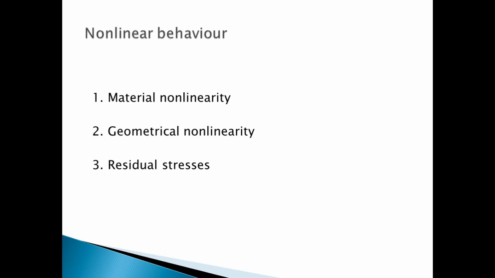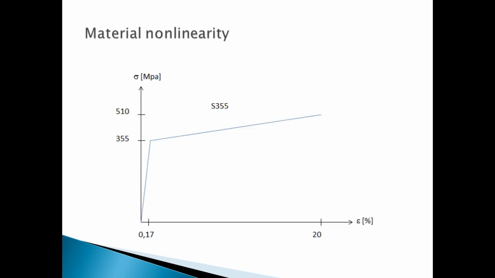Since this is a nonlinear buckling analysis, we need to include the nonlinear behavior in our model. We have three types of nonlinearities: material, geometrical nonlinearity, and also residual stresses. First, material nonlinearity. What we usually assume in our calculations is that all materials are linear elastic, but that's not true, especially with structural steel. Its behavior is mostly plastic, and that's why I will be using a bilinear stress strain curve of the steel. I'm using structural steel grade 355.